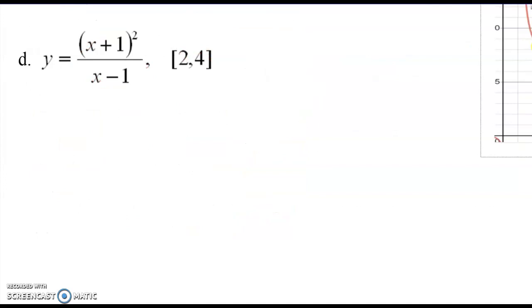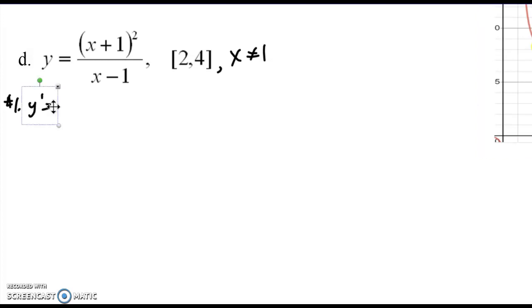So we're looking for the absolute minimum and the absolute maximum of this function here over this interval between 2 and 4. Right away when we look at it, we do see that there's a restriction on the domain. We see that x cannot equal 1. Okay, so the first step is to look for the critical numbers, and we know that we need the derivative in order to find the critical numbers. So let's go through that.